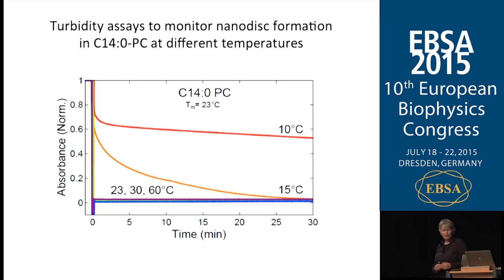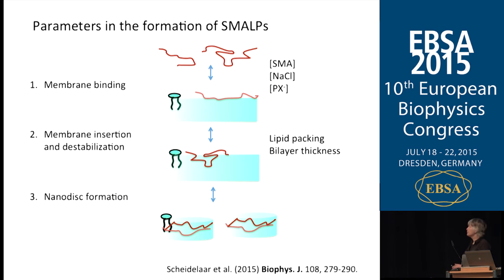Now, using a lot of different variables, we came to this model that a lot of parameters are important for the efficiency of binding. So it goes a bit less if you have anionic lipids. If you have salt, it goes better. And of course, with more SMA, it goes better. Lipid packing and bilayer thickness are very important for the extent to which it can insert and the efficiency of the nanodisc formation. And this way, you can very systematically find out more about the process.